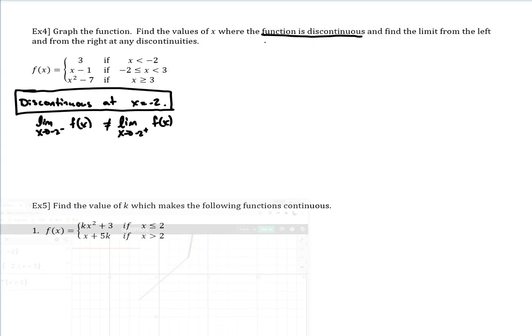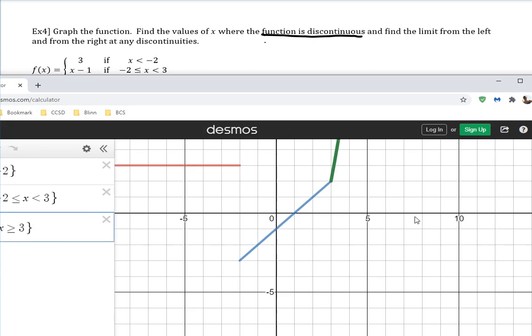But notice if I plug 3 into this function, the middle one, I get 2. And notice in the bottom one, I also get 2. So that means it is continuous there. This solid dot fills in that empty dot. So the solid dot would fill it in if we are treating it as one function.